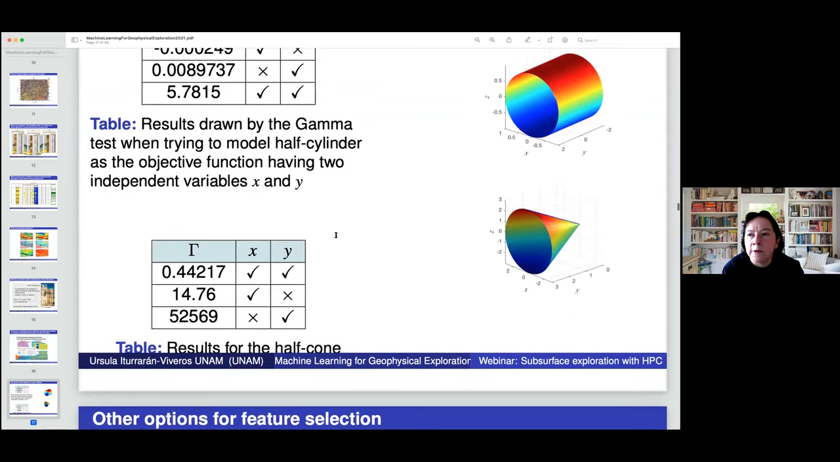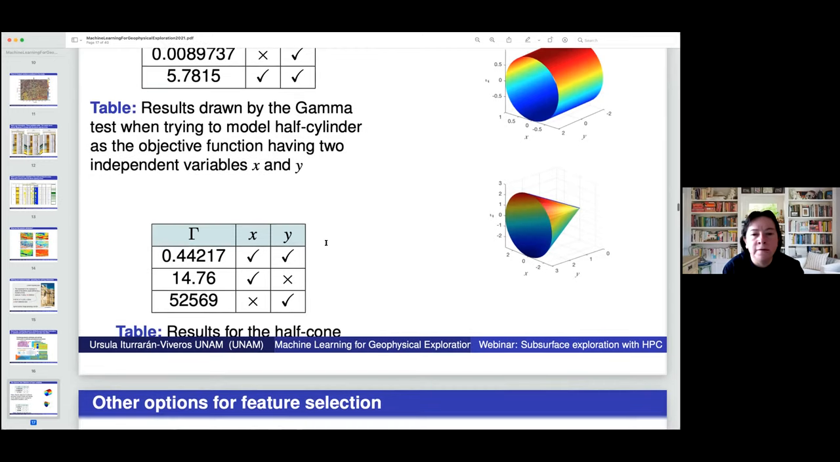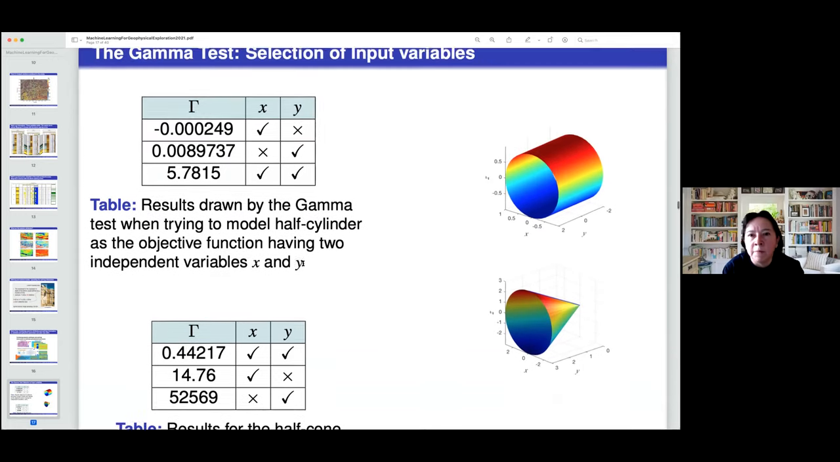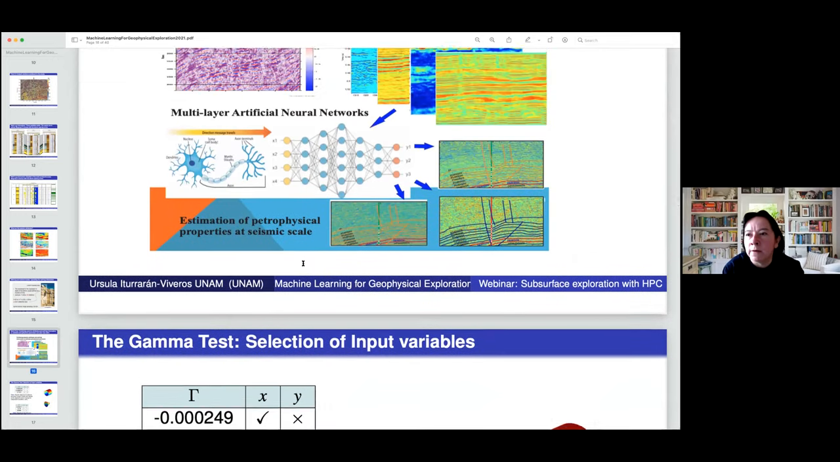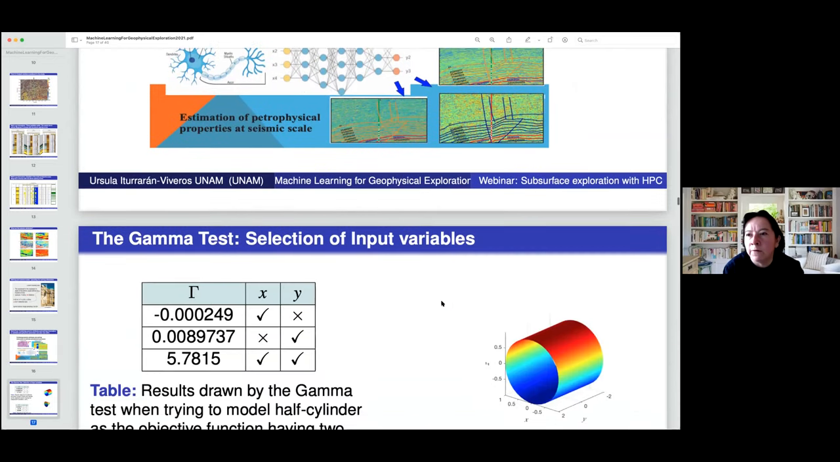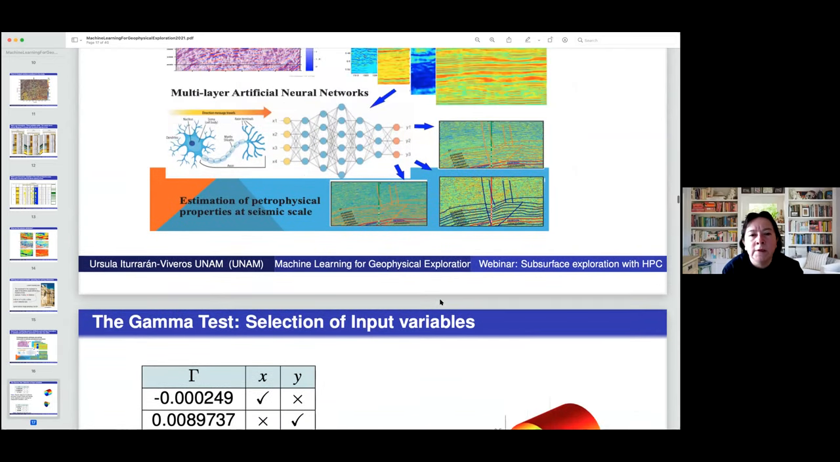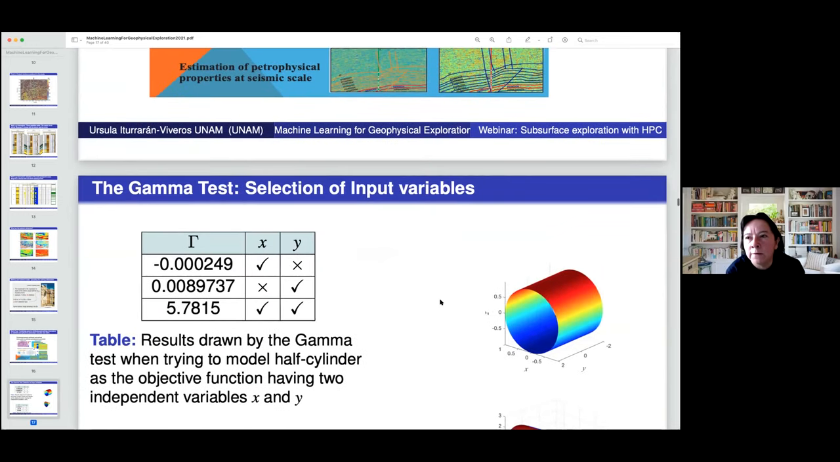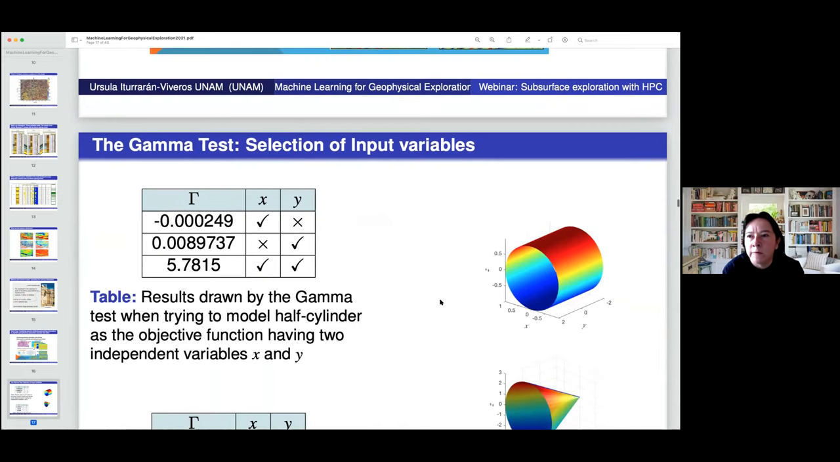If I change the scenario a little bit and I have a cone rather than a cylinder, also only half of the cone, the best combination will be to take both X and Y variables. So this is a very simple toy example, but in real cases it is much more complex and I cannot plot the function because I have more variables. But that's the idea, to see which is the best combination of seismic attributes.